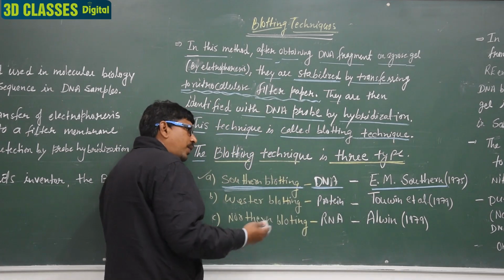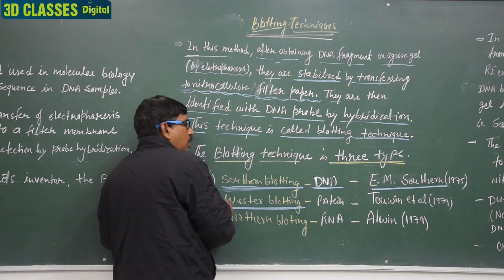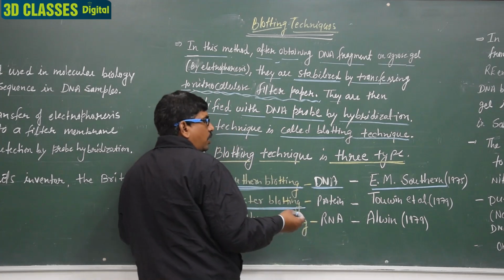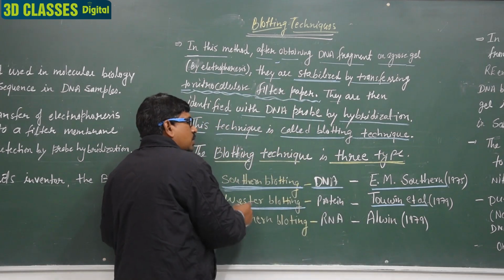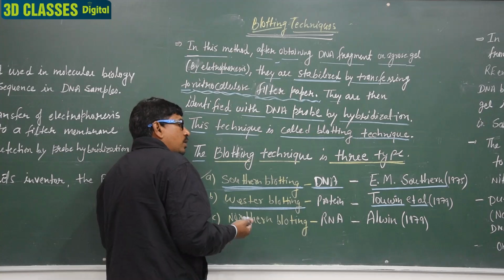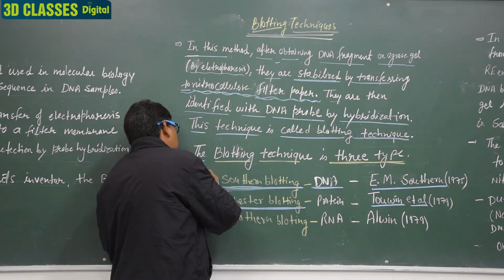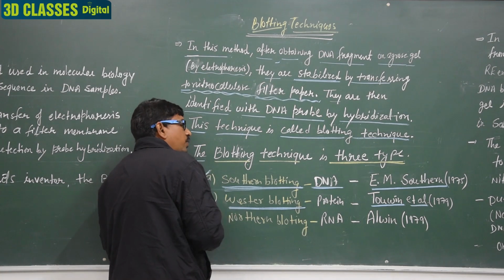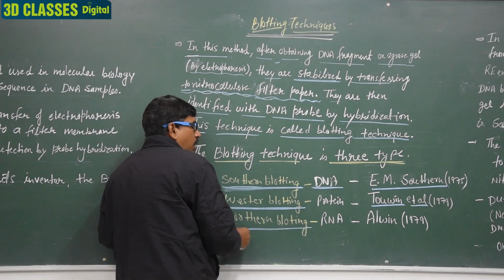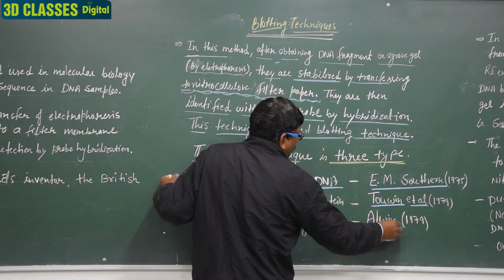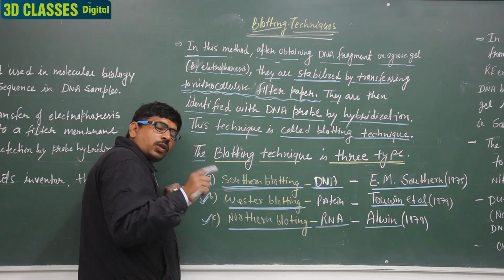Clear? After that, the second blotting was discovered by the scientist Towbin et al. in 1979, and it detects the desired protein segments. So it is known as the western blotting. The second one is the western. First one is the southern for DNA, western for the protein, and the third one is the northern blotting for RNA, and it was discovered by Alwine et al. in 1979.